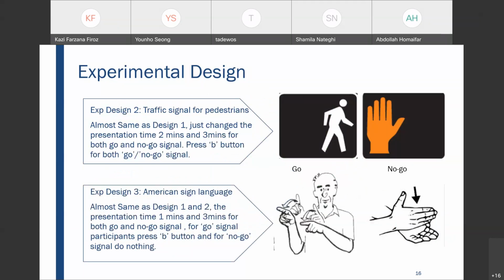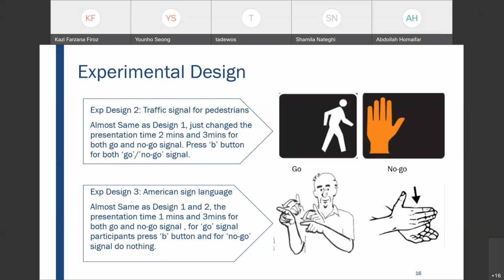Experimental design 2 is almost the same as design 1, but we use 2 different stimuli. We use different stimuli, as we see for pedestrians in the traffic signal system: go for a white walking figure and no go for an orange palm.